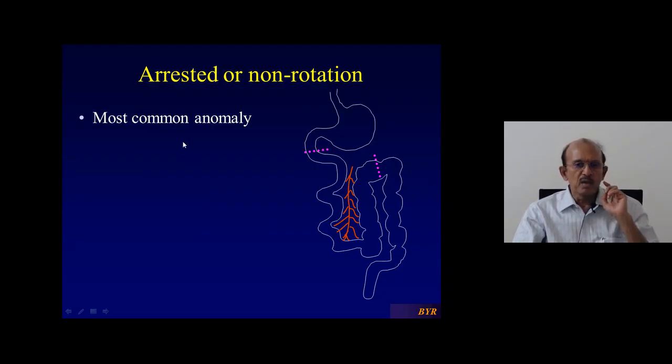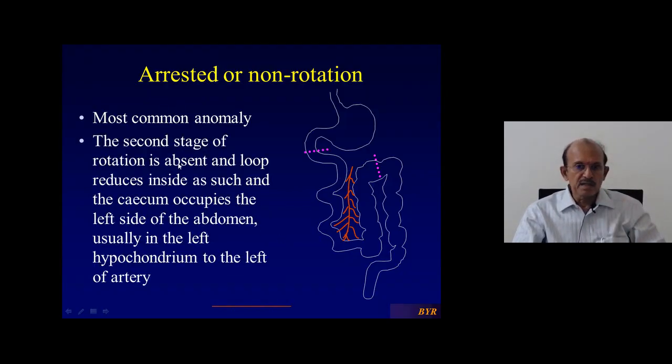This is the most common anomaly. You can see the small bowel on one side, the large bowel on the other side, with the superior mesenteric artery in the middle, and the duodenum and transverse colon are quite near to one another. So then what do we call this now? Now this is a loop, and this is the base of the loop. So this base of the loop is called the duodenocolic isthmus. The duodenocolic isthmus is quite narrow here. It's not wide, it is narrow.